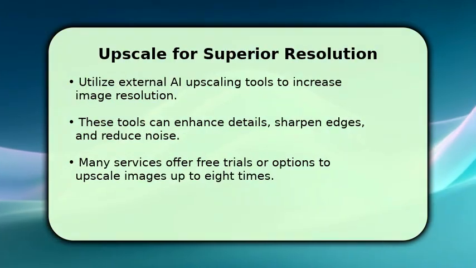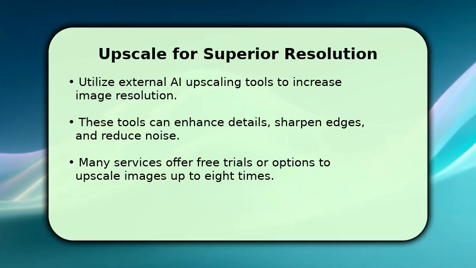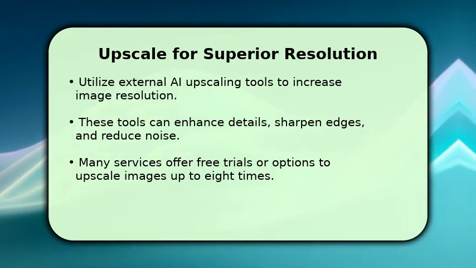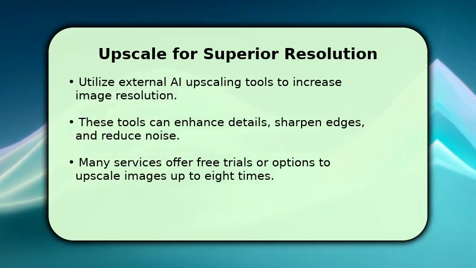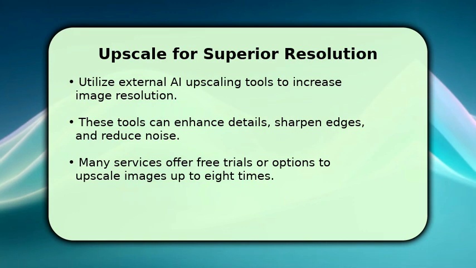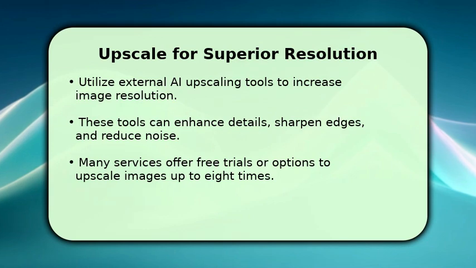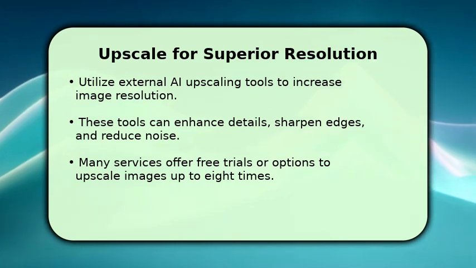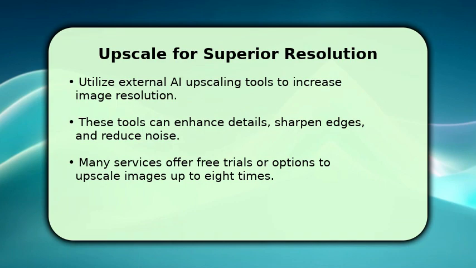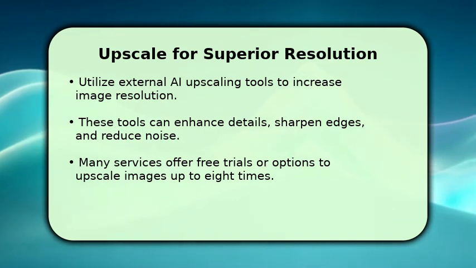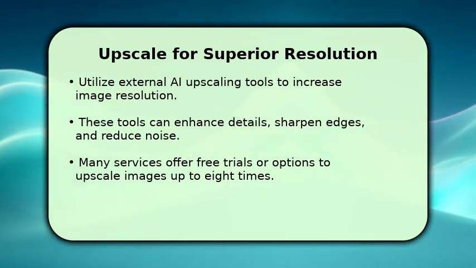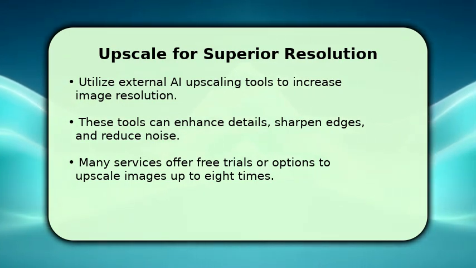If your generated image isn't quite high definition, consider using an external AI upscaling tool. These specialized services, often available online, can intelligently increase your image's resolution by adding new pixels. They enhance fine details, sharpen edges, and effectively reduce any noise or blurriness. Many platforms offer free trials, allowing you to upscale images by 2, 4, or even 8 times their original size.